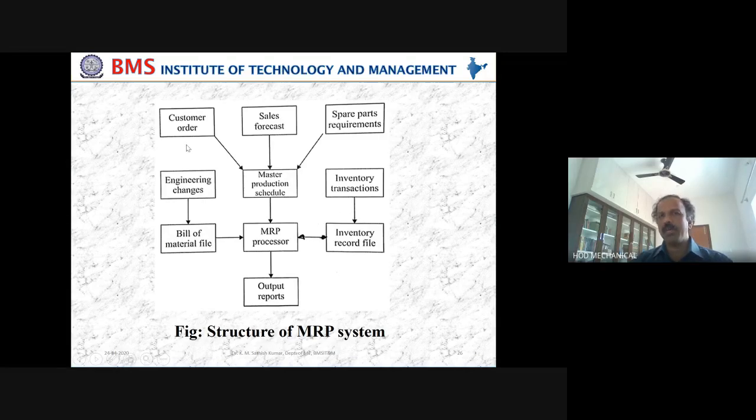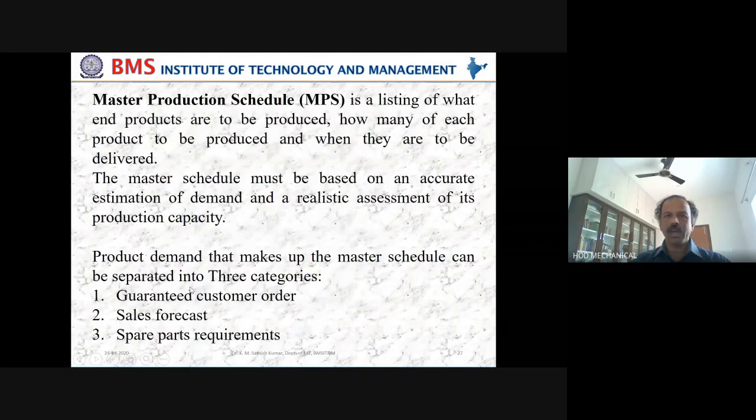Customer order is going to be permanent, and sale forecast is going to be very, very important. Based on these three parameters, I am going to decide how many products has to be produced. Therefore, the master production schedule is going to be dependent upon these three parameters. That's about the MPS.